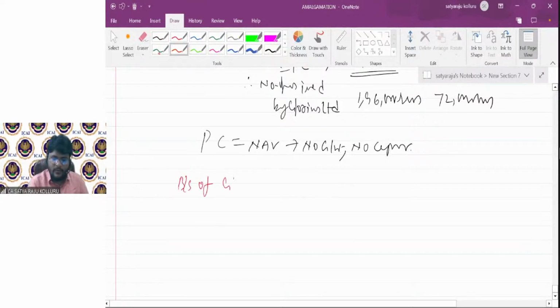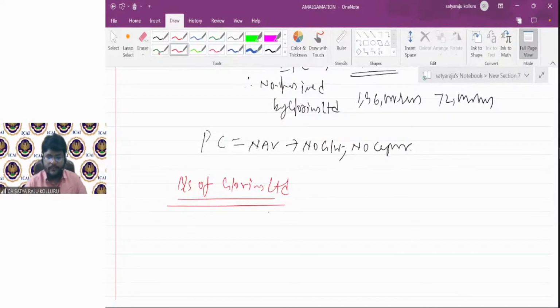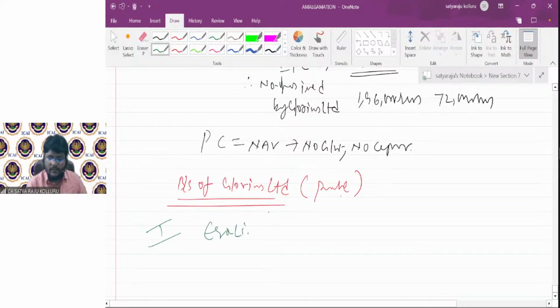Balance sheet of Glorious Limited. Okay. Amalgamation is amalgamation in the nature of purchase. Start with equity and liabilities.